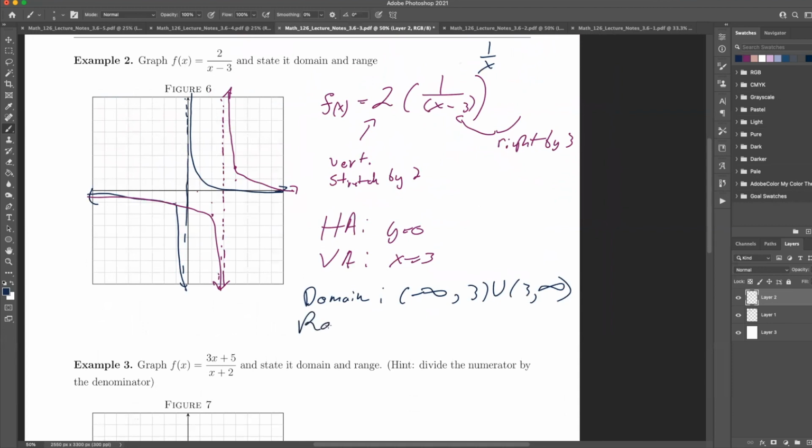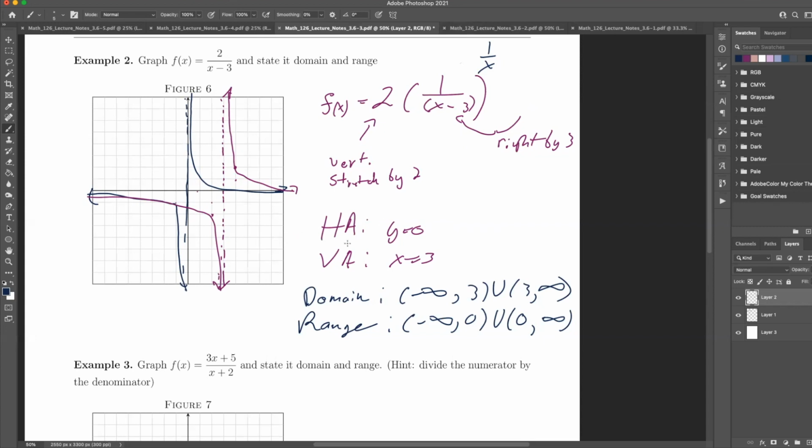The range is every number I can hit. I can hit every single number, but which number? What number can I not hit in my range? What's the one number I can't hit? I'll let you guys get that to me. See if someone can guess it. 0. Yeah, correct. I can't hit 0, right? None of these numbers hit 0. Even if x was 10 billion, it'd be 2 over 10 billion. It's not 0, right? And so that's our domain and range.